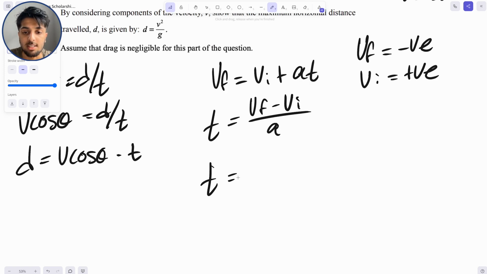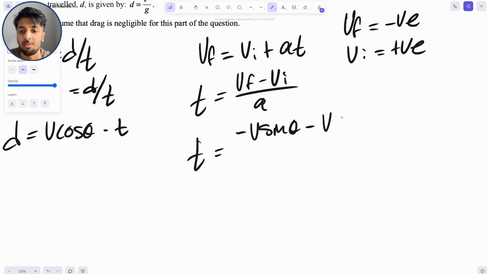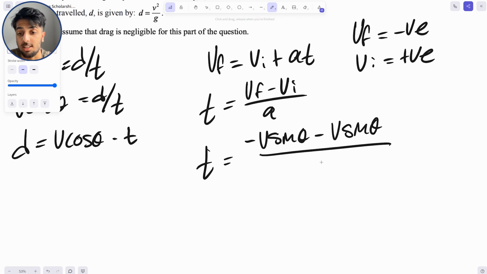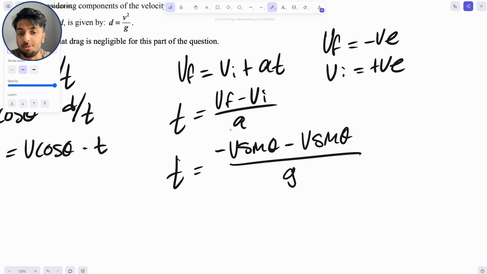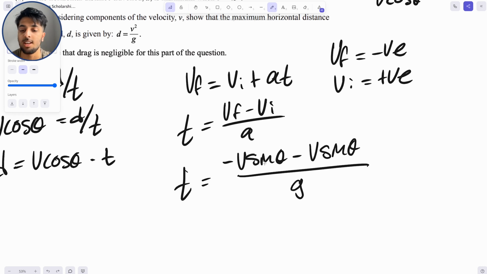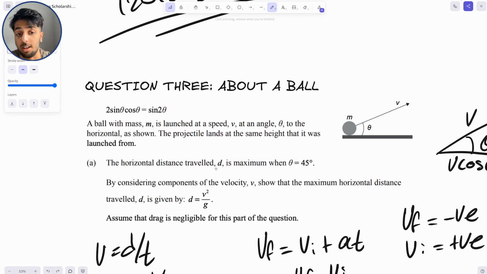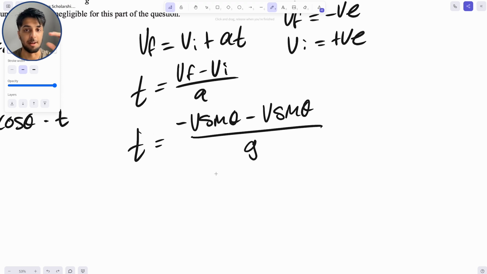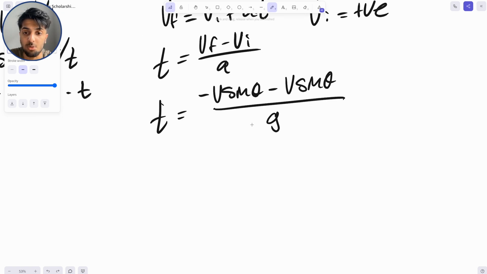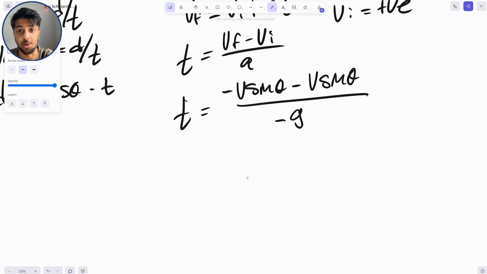And so we get t is equal to negative v sine theta minus v sine theta all over our acceleration, and our acceleration in this case is just g. As you can see, I have not labeled vf and vi at the top because they will have the exact same magnitude, because again, the projectile lands at the same height that it was launched from, so the velocity in the beginning will be the same as the velocity at the end, just again flipped due to the vector. And also g is negative in this case because g is going downwards.